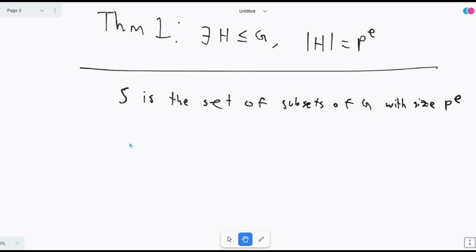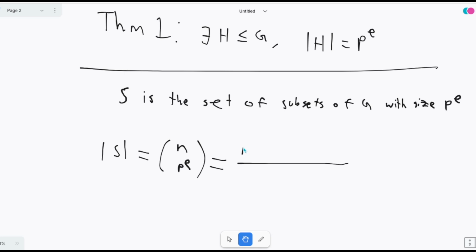So first thing to note is that the size of S is n choose p to the e. We call the order of G itself n. So obviously this is pretty much the definition of choose. And also the order of S is not divisible by p.